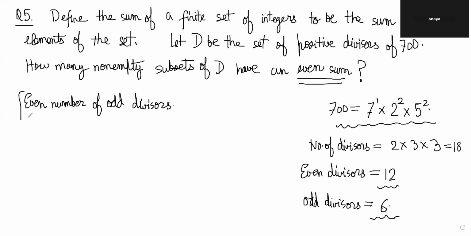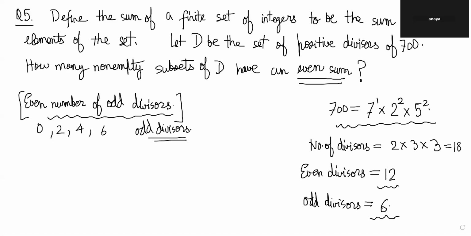If you want the sum to be even, obviously we don't care about the number of even divisors. For your subset of D, you need to have an even number of odd divisors. So it could be 0, 2, 4, or 6 odd divisors in your subset. Do all the cases for these.